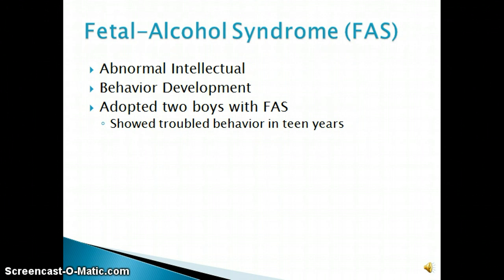Another form of alcohol abuse is fetal alcohol syndrome. It's known as FAS, and most children that are born with fetal alcohol syndrome show signs of abnormal intellectual or behavior development. Being a foster parent for the Navajo Nation, I adopted 3 boys, and 2 of them were born with FAS, as it is known. Through their teen years, they did show signs of aggression and behavior problems, and both got in trouble with the law, which shows that trouble does happen in the teen years for youth with this kind of syndrome.